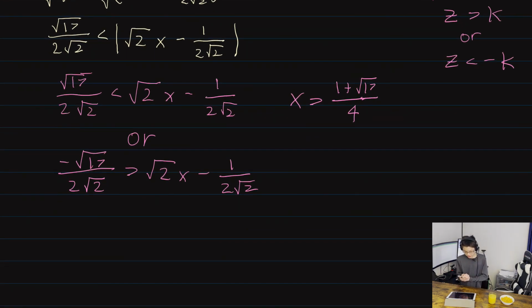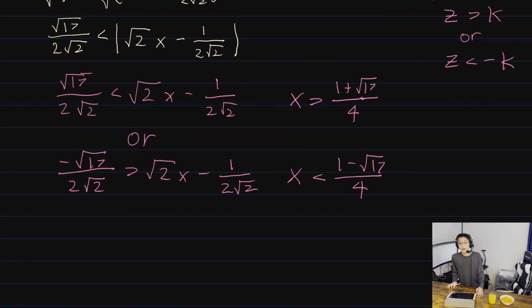And let's do this one now. Once again, we divide across by square root of 2, and then after that, we add 1 over 4 to both sides. So that will give us x is going to be less than, common denominator is 4, 1 minus square root of 17.